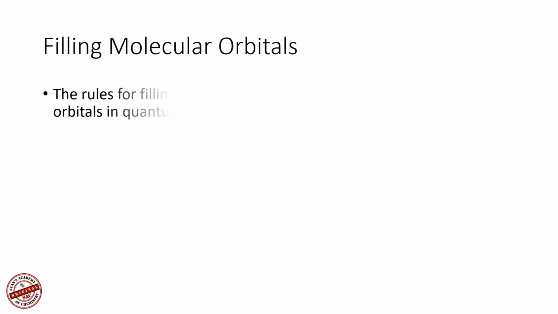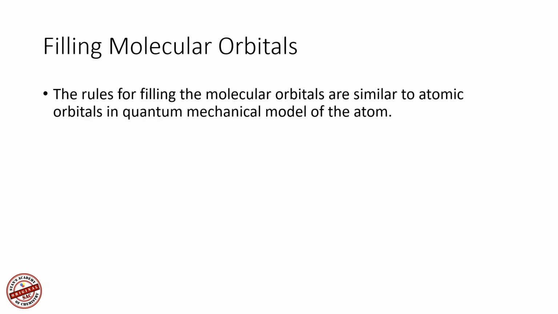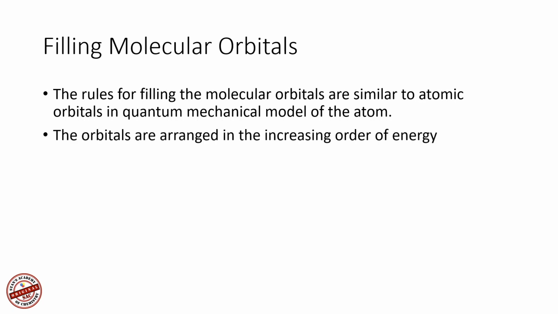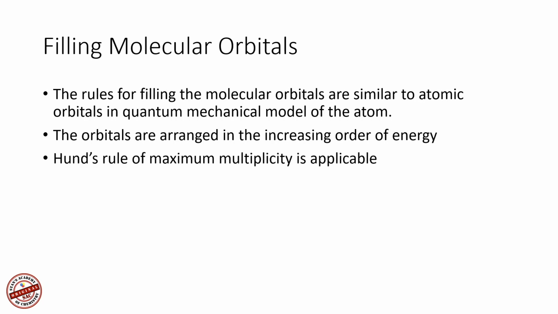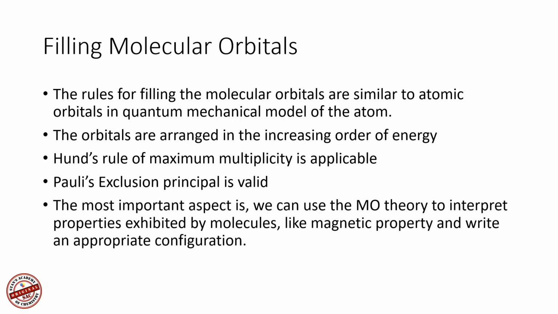Filling molecular orbitals. The rules for filling the molecular orbitals are similar to the atomic orbitals in the quantum mechanical model of the atom. The orbitals are arranged in the increasing order of energy. Hund's rule of maximum multiplicity is applicable. If you're not familiar with it, please go back and refer to it. Pauli's exclusion principle is valid. And the most important aspect is we can use the molecular orbital theory to interpret properties exhibited by molecules like magnetic property and write an appropriate configuration.